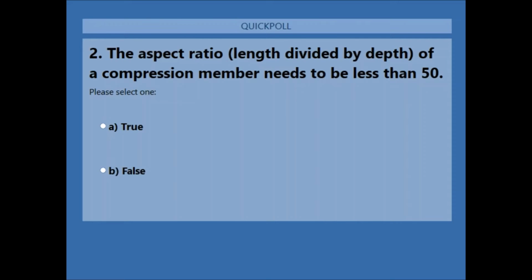So let's see, the aspect ratio, length divided by depth of a compression member needs to be less than 50. Is that true or false?